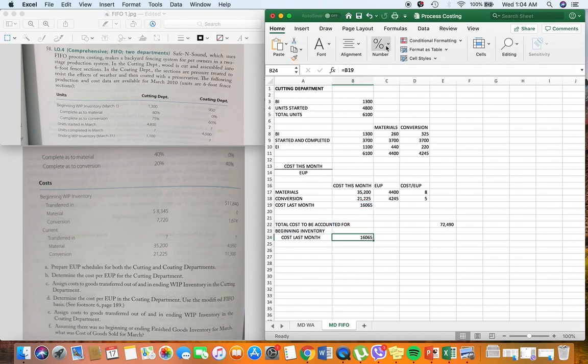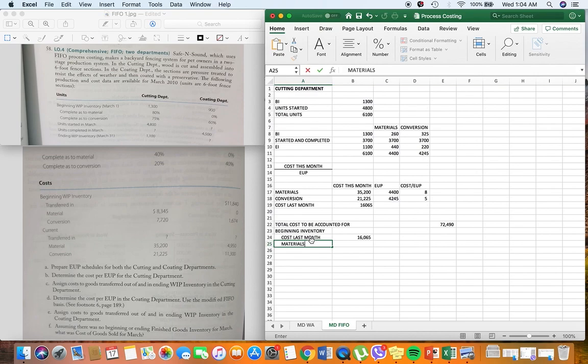Kasi basically, 'di ba, the cost last month, or the cost of the beginning inventory, was the cost that the company has incurred in manufacturing these units last month. So, we will be assigning the cost last month to the beginning inventory units only. Okay? And then next, of course, we have to include the materials cost.